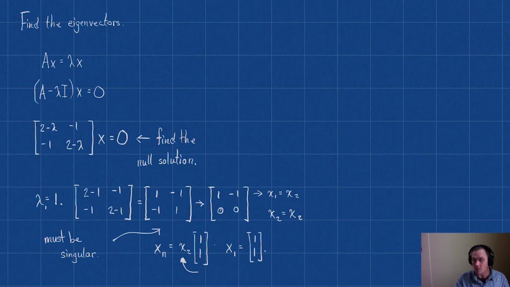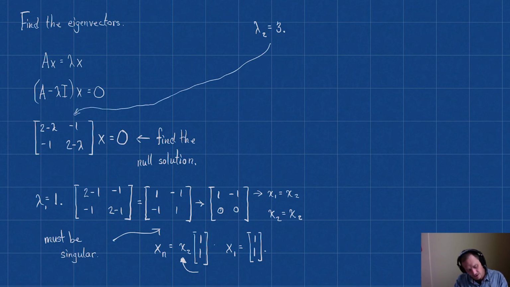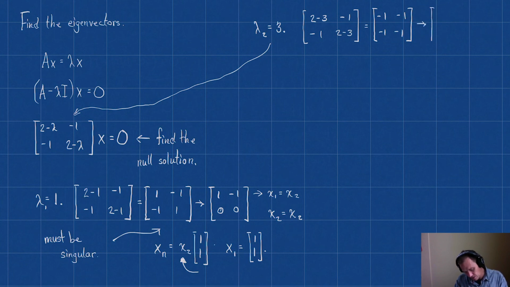All right, let's do that one more time. Lambda 2, our second eigenvalue, was 3. So now we substitute that 3 right back into this equation. I have 2 minus 3, minus 1, minus 1, 2 minus 3, which is minus 1, minus 1, minus 1, minus 1. You can see right away that this is just going to row reduce to the matrix 1, 1, 0, 0.